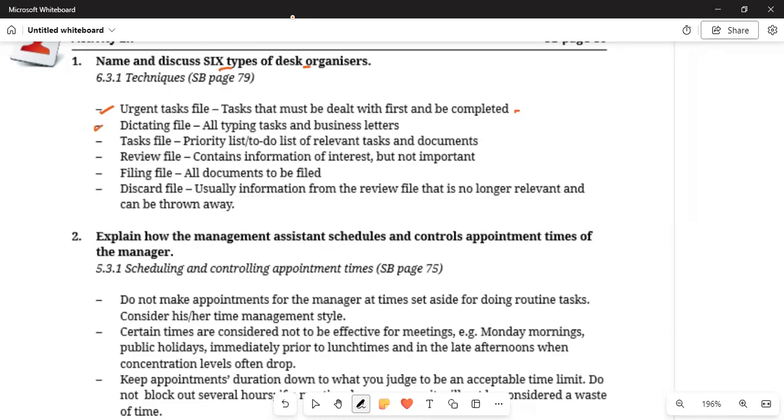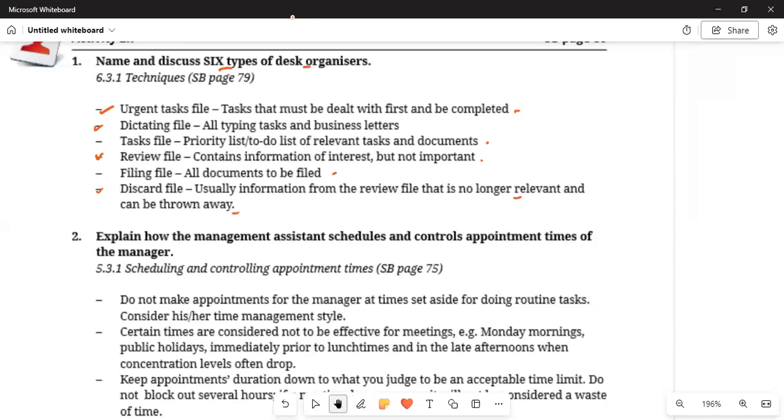Then we've got the review file. It contains information of interest but not important. A filing file, all documents to be filed. And then we've got what we call the discard file. We say unusual information from the review file that is no longer relevant and can be thrown away.